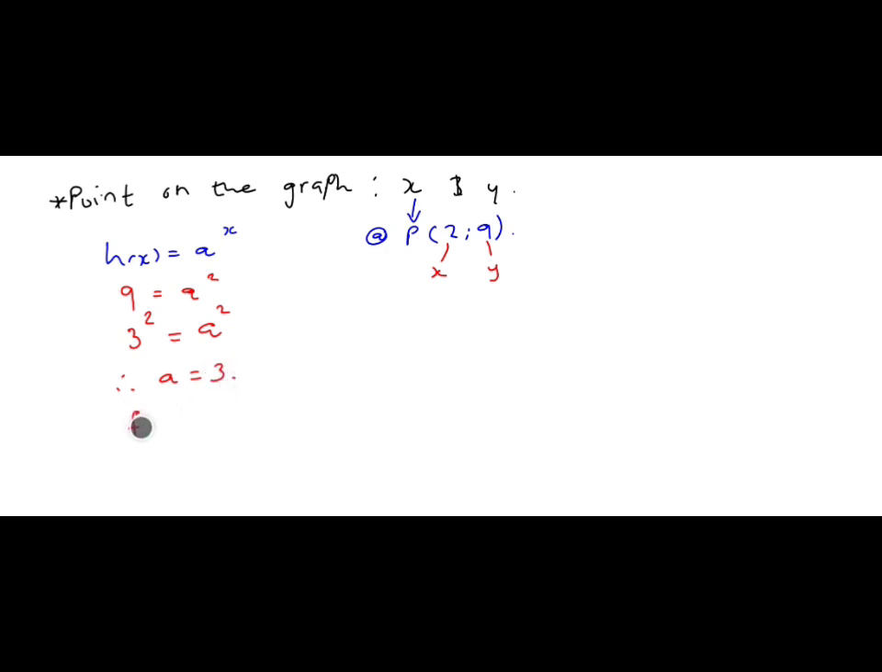That means the function, or h of x rather, is equal to 3 to the power of x. Up next, we are asked to find the length of dp, given that dp is parallel to the x-axis and that dq is parallel to the y-axis.